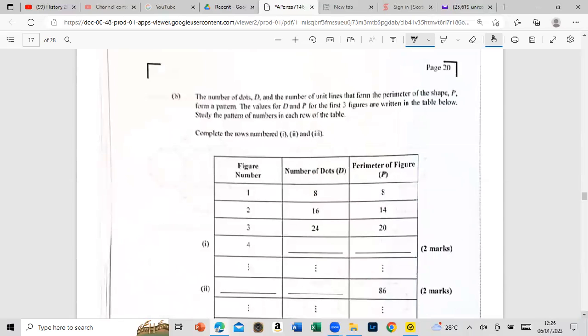All right, see the headache part there for many students. But I actually work better with the numbers, which is weird, than the actual sum. The number of dots D and the number of unit lines forming the perimeter of the shape P form a pattern. The values of D and P for the first three figures are written in the table below. Study the pattern in each of the rows. So figure 1 has a total of 8 dots.